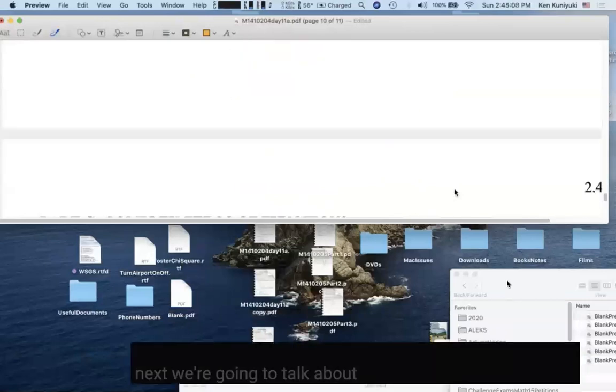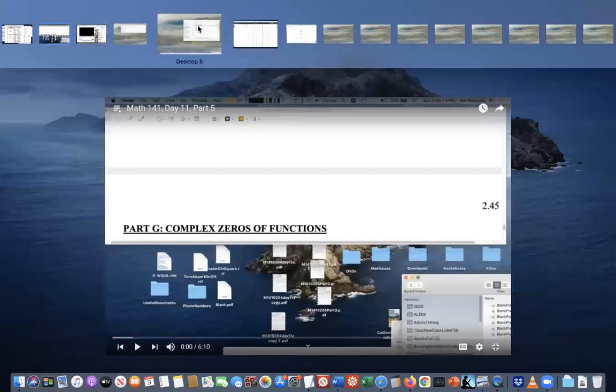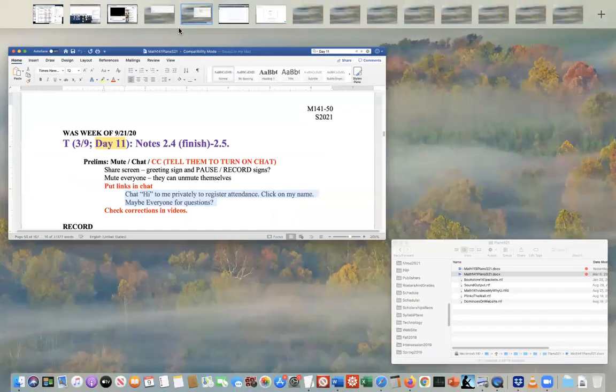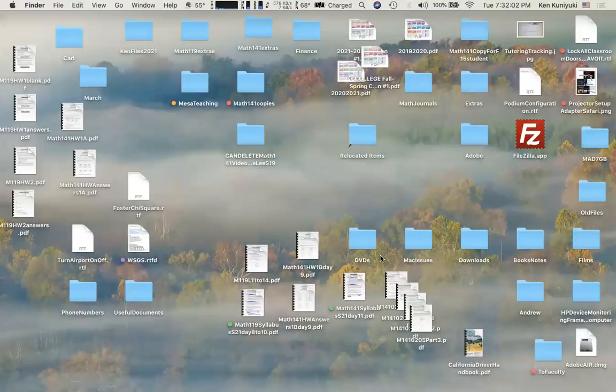Next, we're going to talk about complex zeros of functions, including imaginary zeros, which is why we're bringing this stuff up now. Okay, so again, to reiterate the question, that's what I was discussing in the notes. Let's see here.